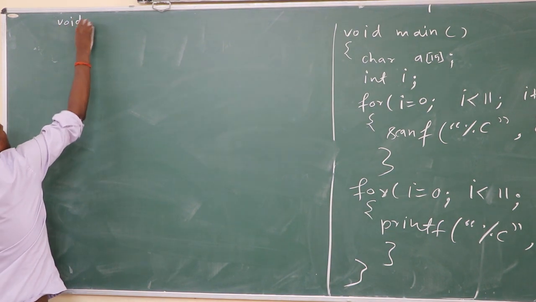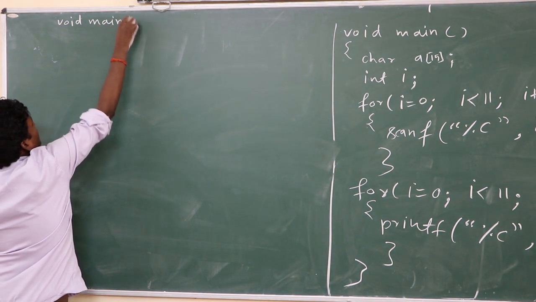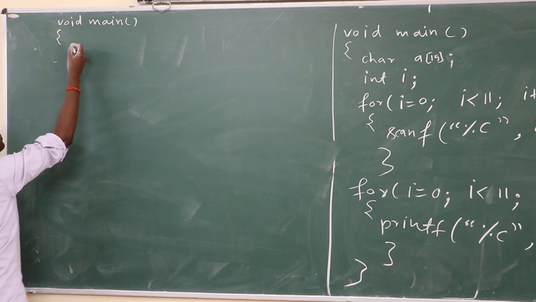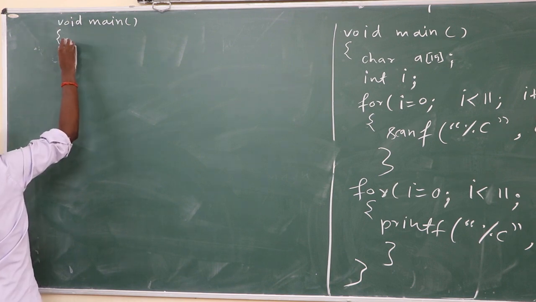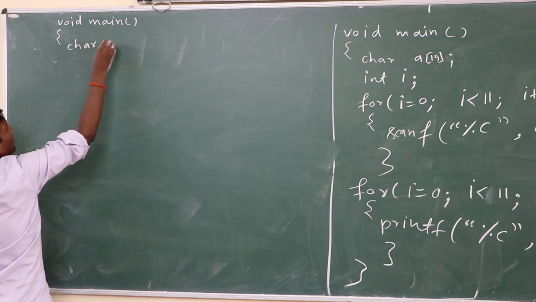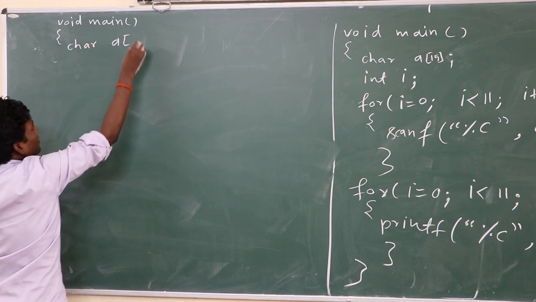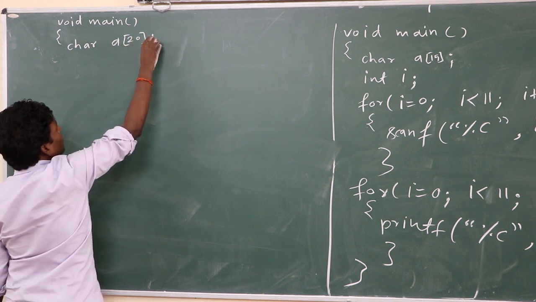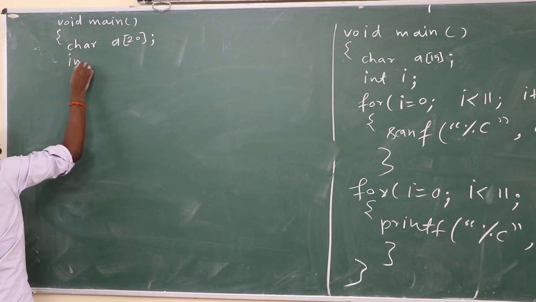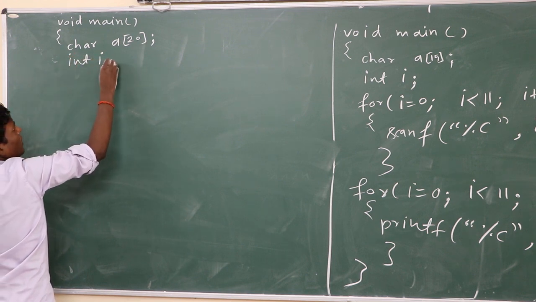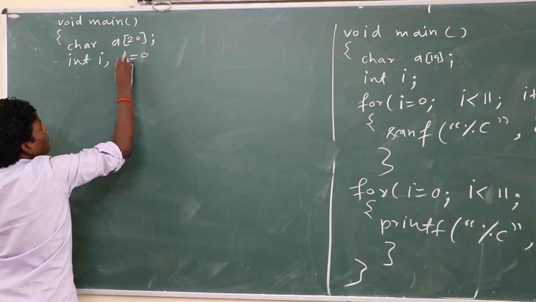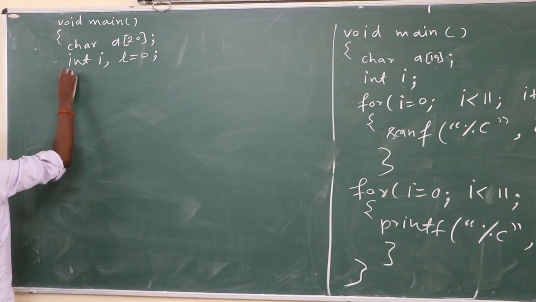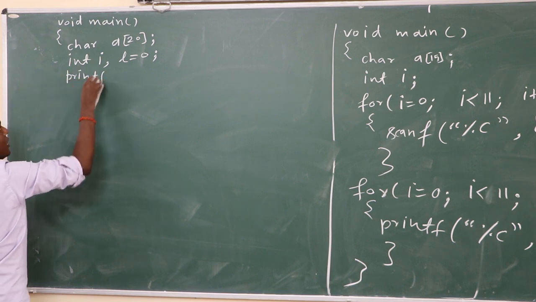Void main, and here is an int, here is a char a of 20. Okay, here int i for loop, and l equal to 0 for length. Okay class, printf enter the string.